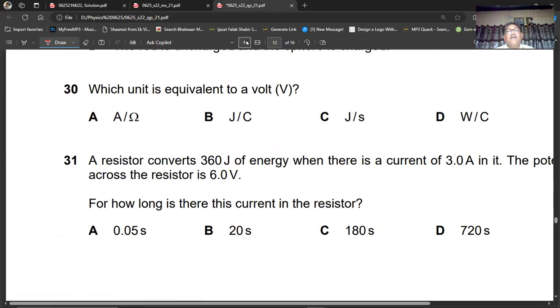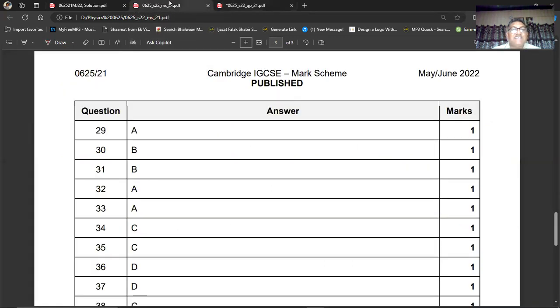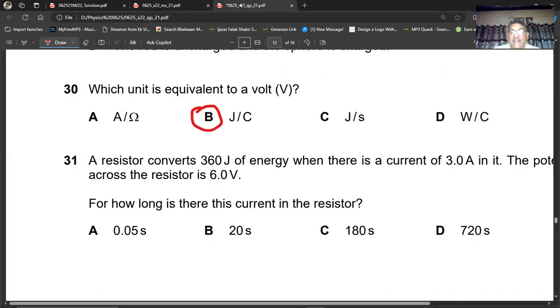Okay, so we have here question number 30. He says, which unit is equivalent to a volt? Volt is basically energy divided by charge, so it will be joule per coulomb. So B is the option. That's the definition of the volt: the energy per unit charge, joules per coulomb. B is the answer, sir. Question number 30, B is the right answer.